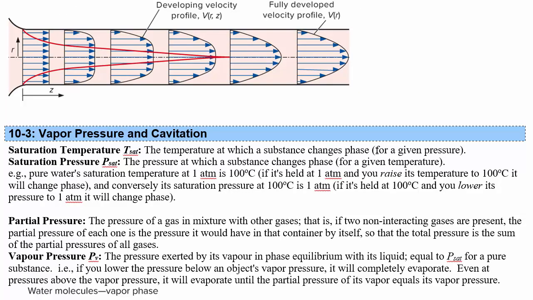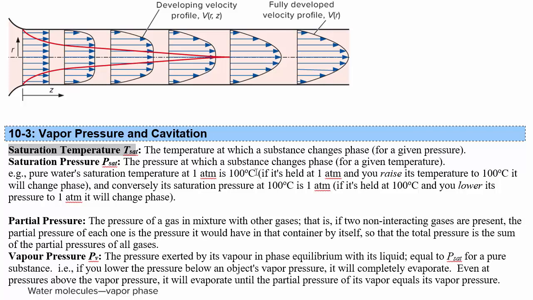So for instance, liquid to gas. Saturation pressure is another way of looking at the same thing. It's the pressure at which the substance changes phase for a given temperature. So saturation temperature will depend on the pressure. Saturation pressure depends on the temperature. So an example is water's saturation temperature at 1 atmosphere is 100 degrees C.